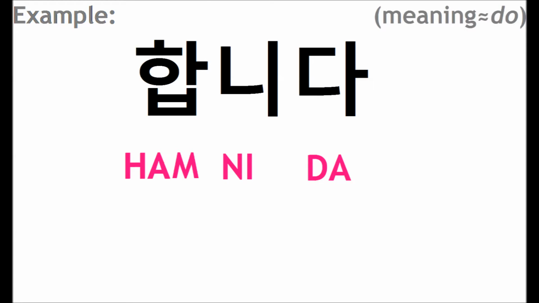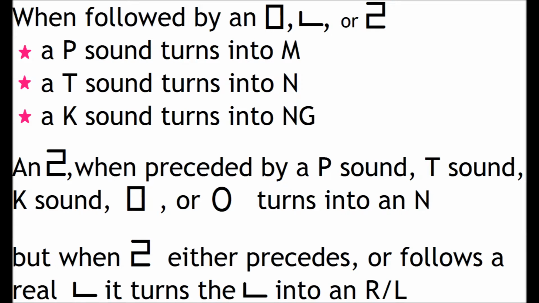So one more time, let's sum up the rules for consonant assimilation. When followed by an M, N, or RL, a P sound turns into M, a T sound turns into N, a K sound turns into NG, and an RL, when preceded by a P sound, T sound, K sound, M, or NG, turns into an N. But when RL either precedes or follows a real N, it turns the N into an RL.